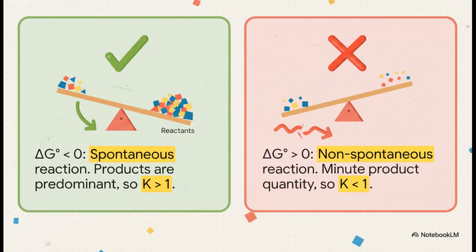And it's a really simple relationship. As you can see on the left, if your delta G0 is negative, the reaction is spontaneous under standard conditions. And that directly means your equilibrium constant, K, is going to be greater than 1. You'll get lots of products. On the flip side, over on the right, if delta G0 is positive, the reaction is non-spontaneous. That results in a K value that's less than 1, meaning you're going to be left with mostly reactants. Very little product will form. The sign of delta G0 tells you the whole story.